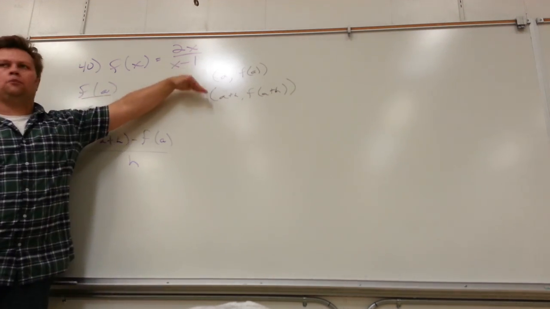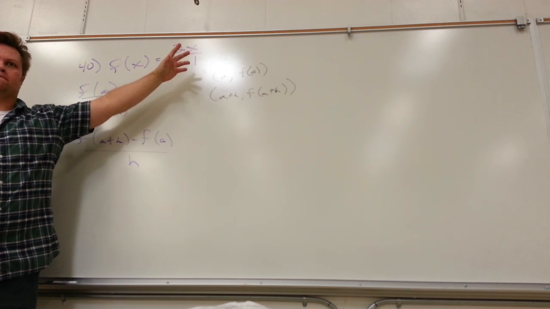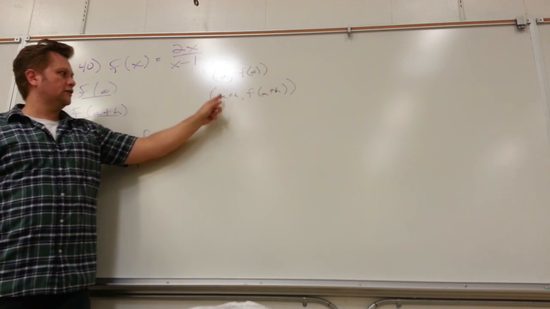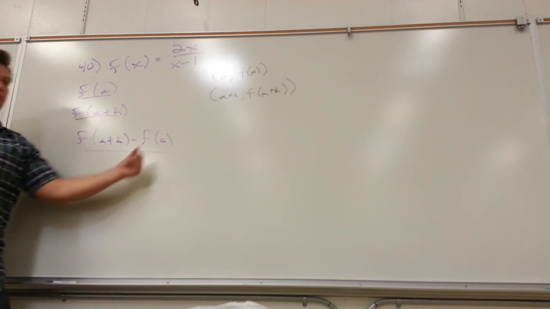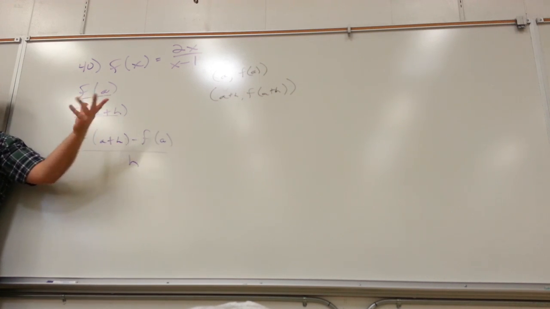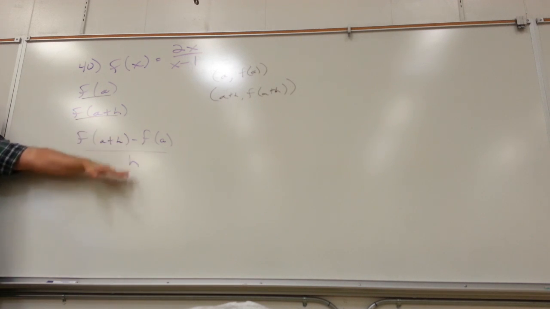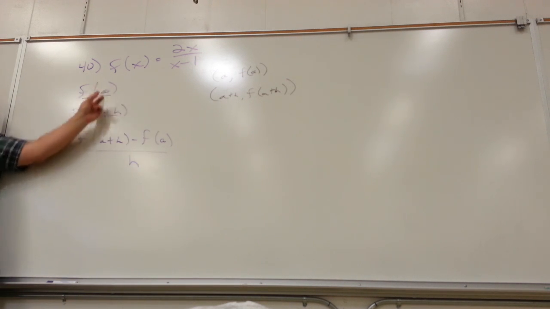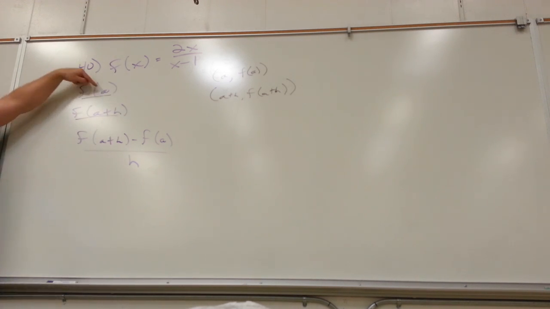How would you find the slope between these two? Yeah, y2 minus y1 over x2 minus x1. What's a plus h minus a? h. What's this minus this? This. Careful now. The f's can't go away. You guys with me? This is just the slope between those two points. So if I graph this function and I look at this point and graph a line between those two, this would just give me the slope of that line.